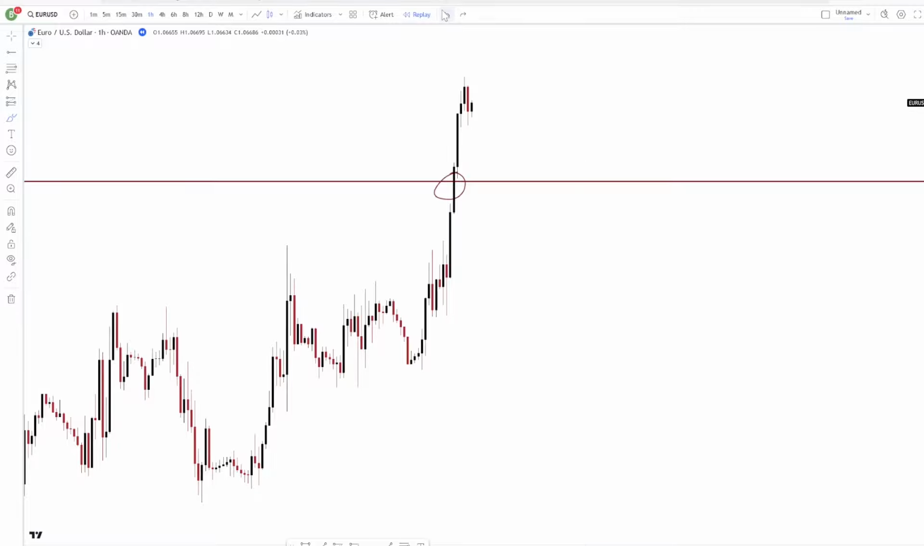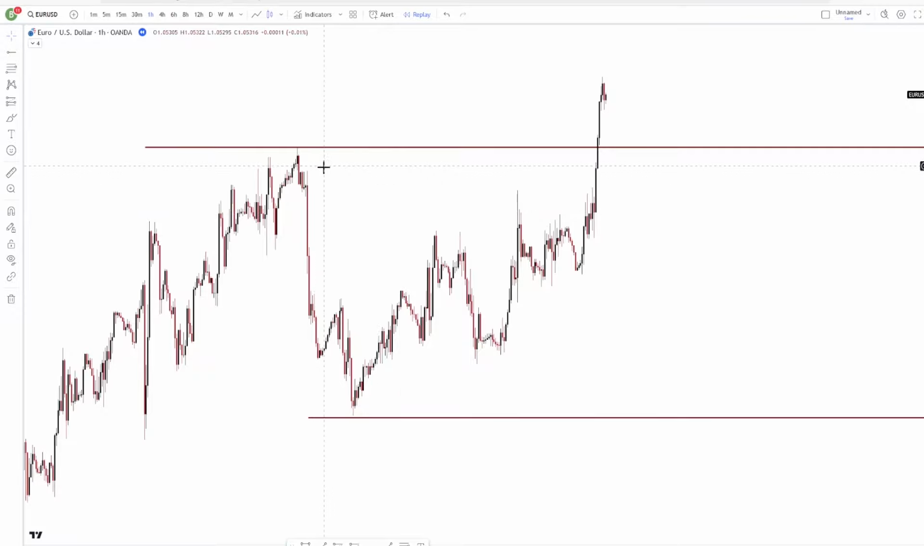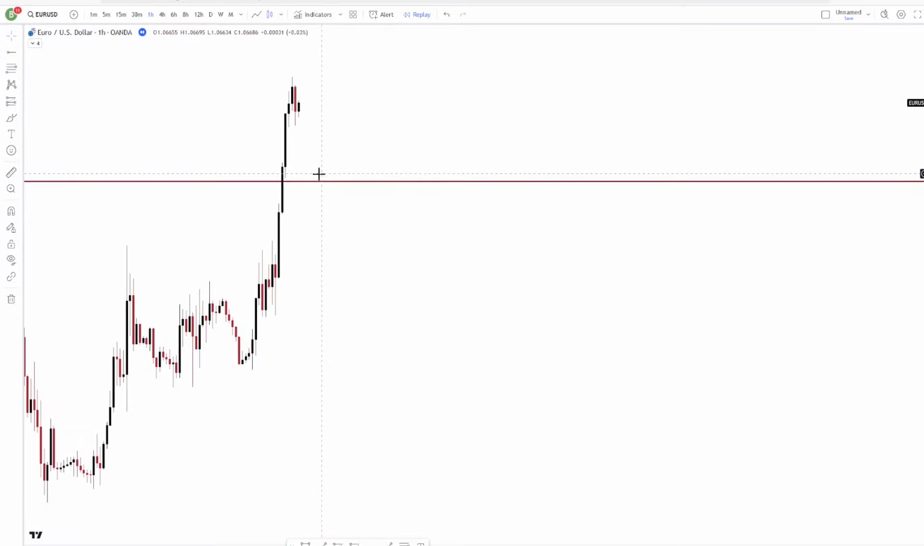Because if the range is broken, we can understand that price will not give anybody that was trapped right here an entire move of 200 points. Price needs to pull back inside of the range. That's what we're taking advantage of here. We understand that the market will not give out any easy money. So let's see.